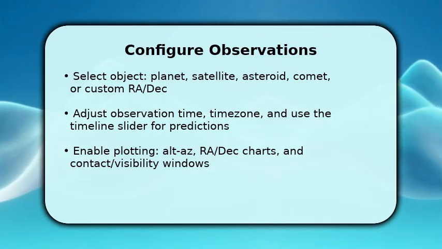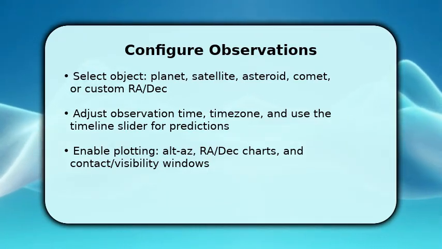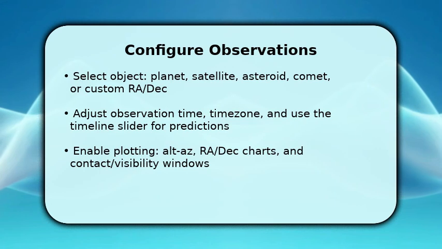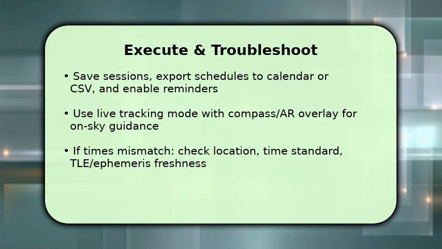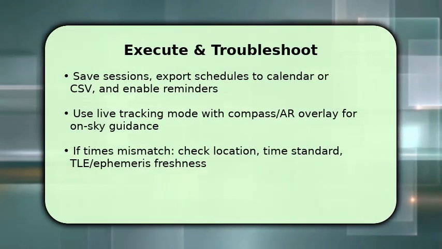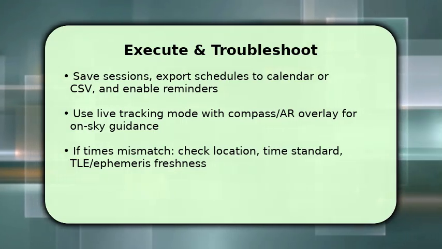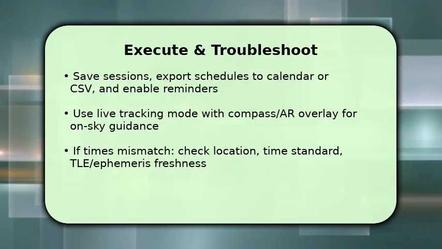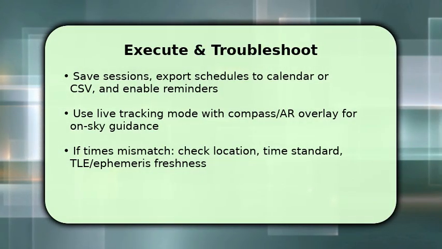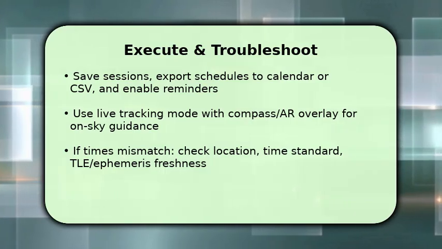Also activate visibility filters, so you only get events above your minimum elevation, and during nautical, finish by saving the observation session and exporting events to your calendar or CSV so you have a checklist. Set reminders for rise, transit, and set. Switch to live tracking when you're in the field. The compass and AR overlay guide you to the target in real time.